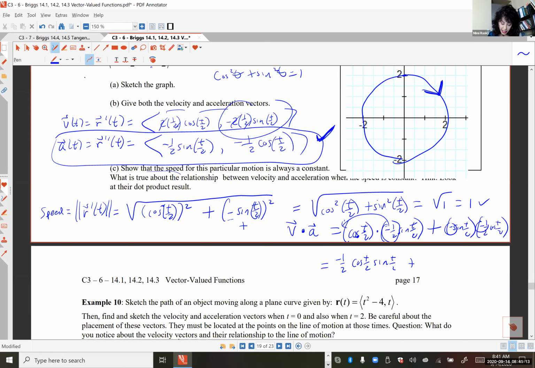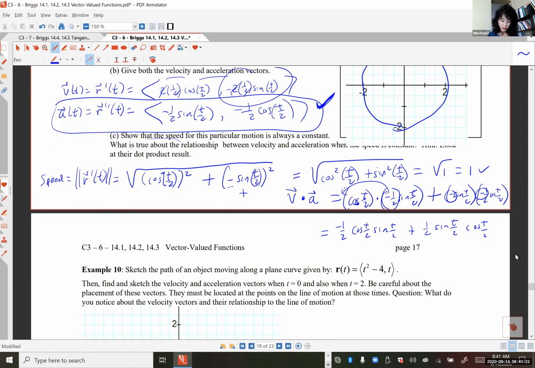And then here I have a negative times a negative, but that's a positive. And aren't these like terms, folks? What happens when you add up these two terms? 0. You get 0. So what does that mean for this problem, not all problems? Don't be thinking, oh, this is a pattern. Every single vector valued function has this happen for it.